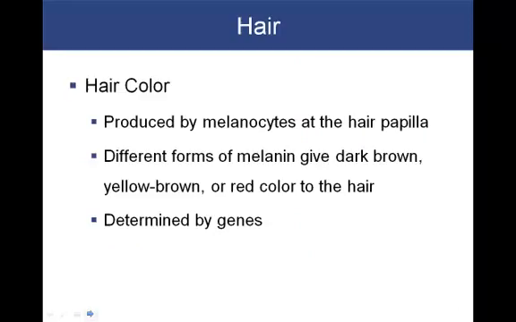Hair color is produced by melanocytes. We saw melanocytes when we were looking at skin pigmentation. Well, we also find melanocytes at the hair papilla, and it's the different forms of melanin that give rise to the different hair colors that we find within the population today. So melanin can go from a very dark brown all the way to a reddish color. And of course, hair color is controlled by genetics.